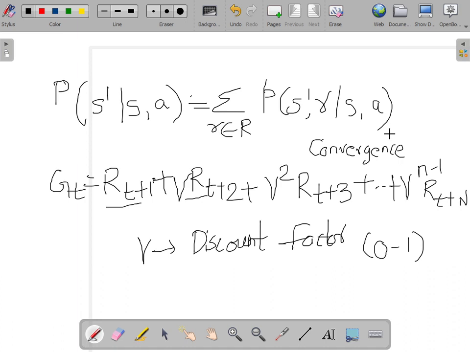So in that way we are taking this discount factor value. Now we need to take the next step.